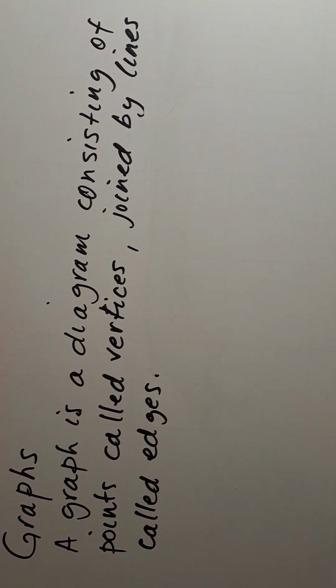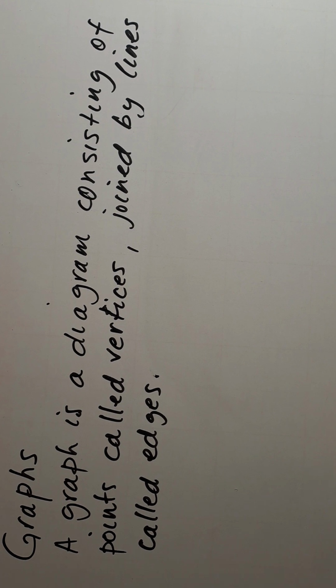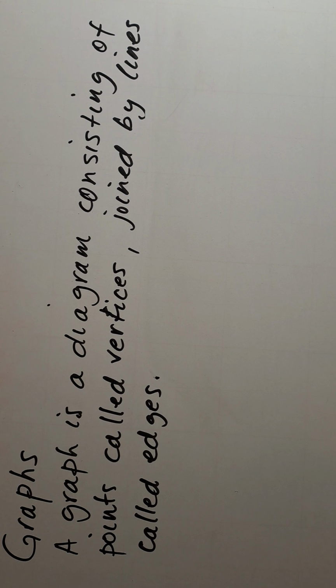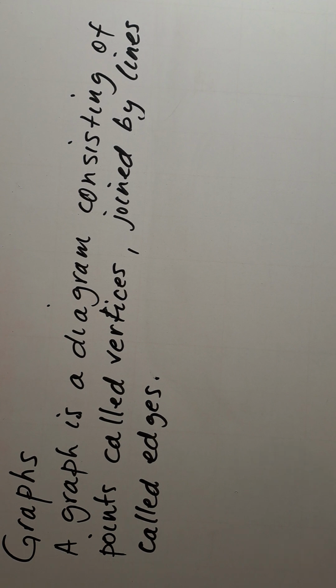Today I'd like to introduce you to a concept of a graph, somewhat different from what you might have studied at school, which is a two-dimensional graph with an x and a y-axis. Here's the definition. A graph is a diagram consisting of points called vertices joined by lines called edges, and each edge connects exactly two vertices.